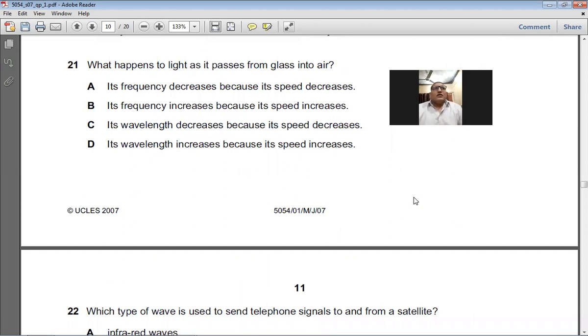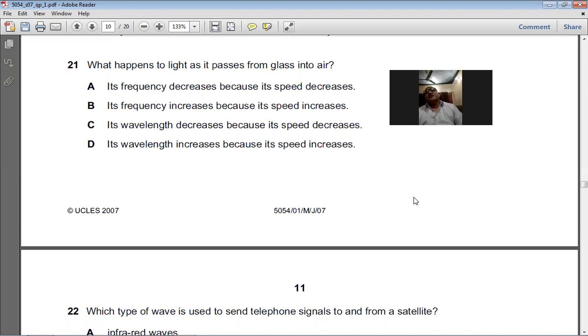What happens to light as it passes from glass into air? When the light enters from glass into air, the speed of the light in the glass is less and the speed of the light in the air will be higher. So the light will bend away from the normal. Its frequency will not change. Its speed will increase and its wavelength will also increase.